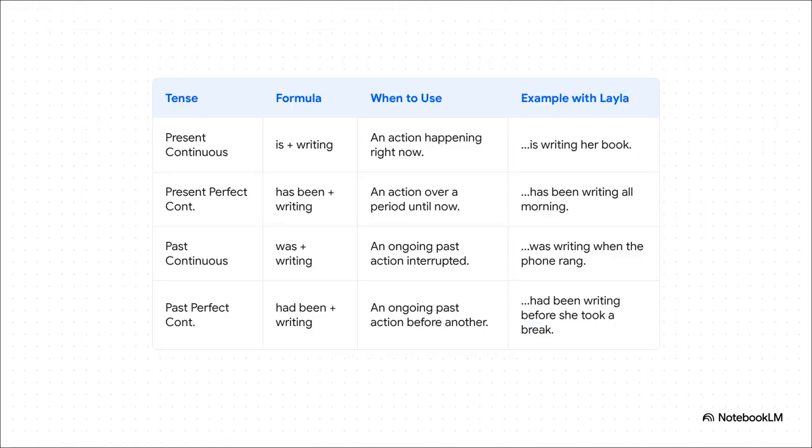And here you have it. This is your ultimate cheat sheet. Seriously, this table puts everything we've talked about into one single clear view. You've got the formula, the when to use it, and our example with Lila for every single tense. This is the perfect thing to screenshot to lock it all in.